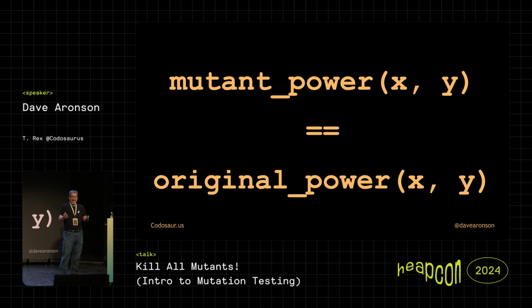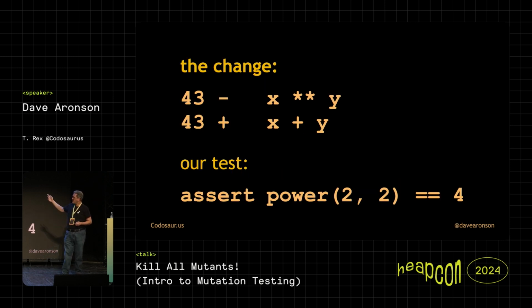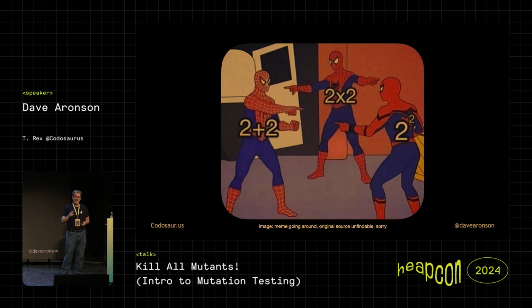To determine how that happens for a given mutant, it helps to take a closer look at the change the mutant is based on, plus at least one test that it passes. So let's start with the plus mutant. Looking at the change together with the test makes it pretty clear that this one survives because 2 plus 2 equals 2 to the second power. And so does 2 times 2, but he's in the background. We can save him for later.